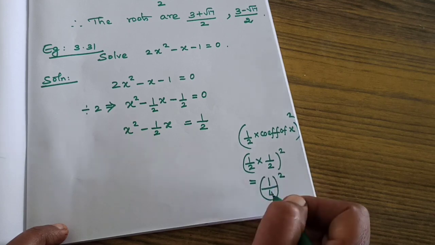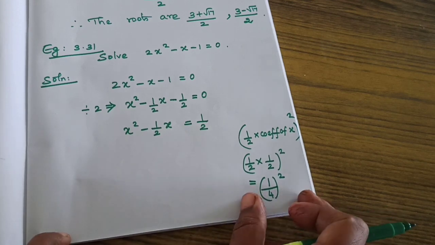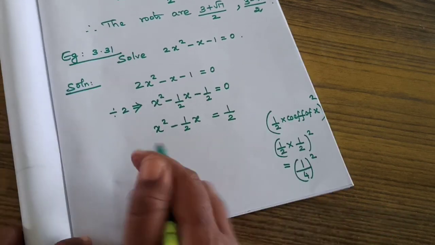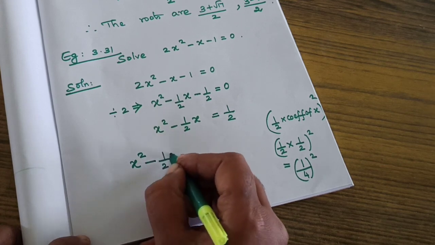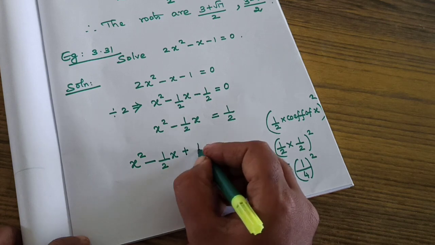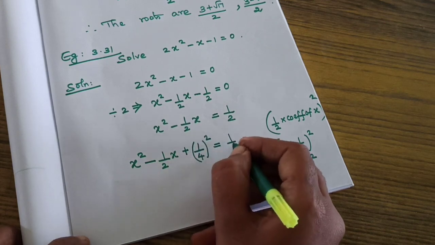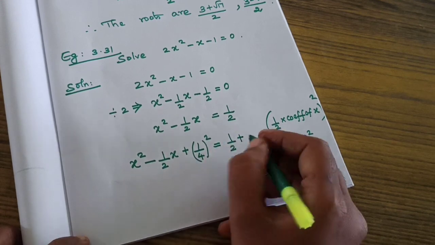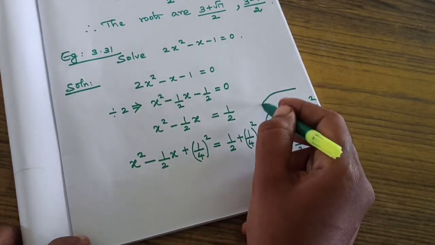Okay, don't take the square here. This form only we need. So this term you need to add on both sides. So x square minus 1 by 2x plus, we want to add, no? 1 by 4 the whole square, which is equal to 1 by 2 plus, on both sides you need to add that format, 1 by 4 the whole square.